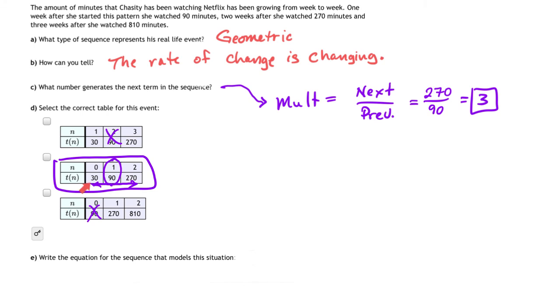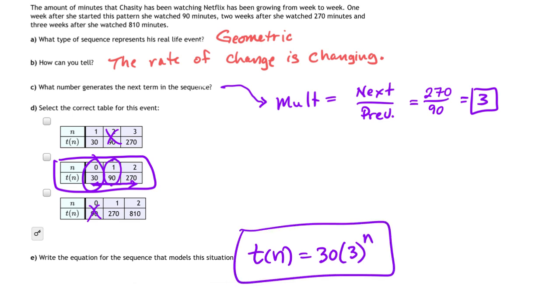Now that I know that, I have my starting value and I have my multiplier. Now I can write my equation. So it's going to be T of n equals, what am I starting at? I'm starting at 30. What am I doing to it? I'm multiplying it by 3. And when you do that a bunch of times in a row, it's to the power of n. That's basically it, and hopefully this video helps.